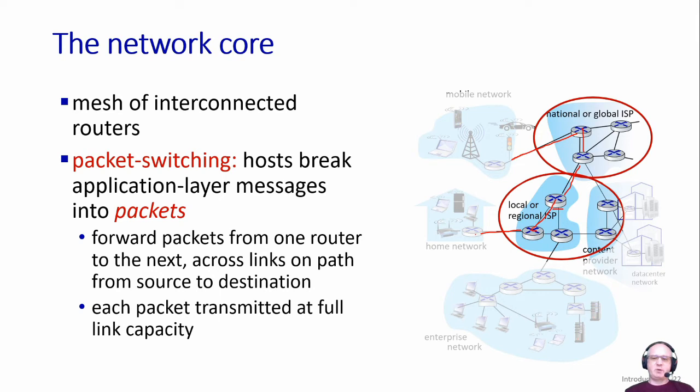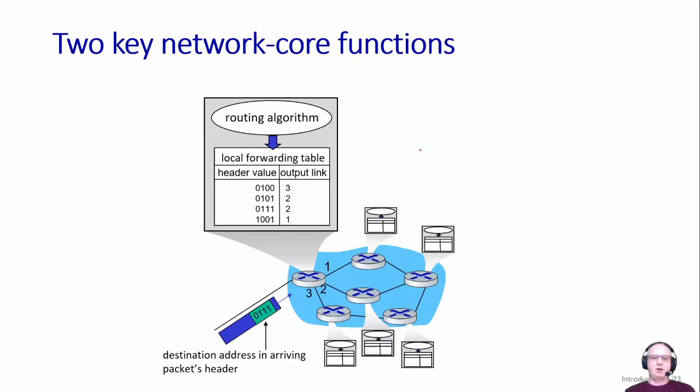When a packet is being forwarded, by the way, then along this link, it is sent at the full bandwidth of that link, right? So it's transmitted at full link capacity. How does that process work? There are two key functions at play, and they interact with one another, but they are distinct from one another. The first one is called forwarding.